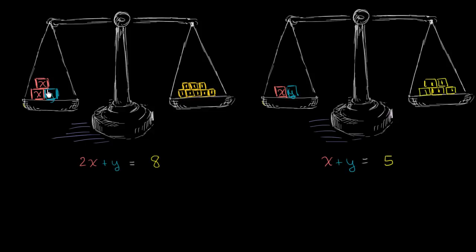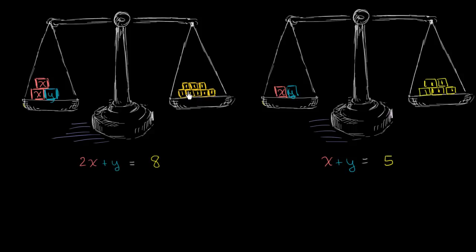Well, if we take away an x and a y on the left-hand side, we know that an x plus a y is 5 kilograms. So we would just have to take 5 kilograms from the right-hand side. So let's think about what that would do. Then I would just have an x left over here, and I would just have some of these masses left over there, and I would know what x is.